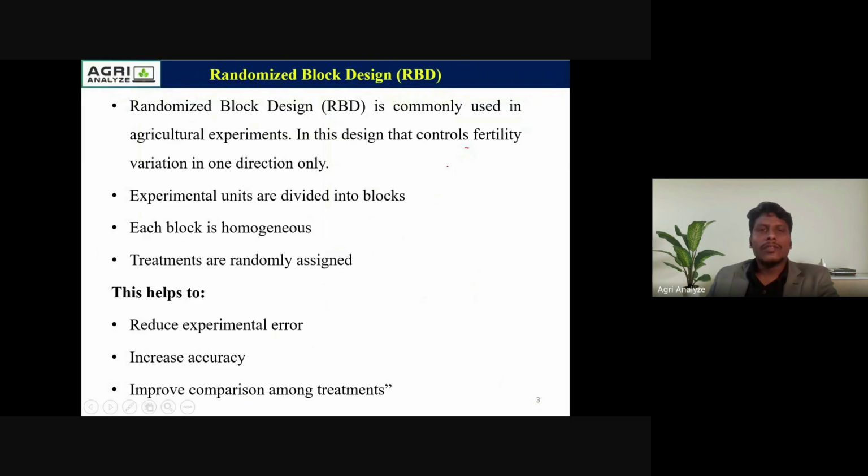Coming to the next slide, this is the RBD, also called the randomized block design. It is one of the most important designs generally used in agricultural experiments, particularly in vegetable breeding and plant breeding. This design controls fertility variation in one direction only. The experimental units are divided into blocks, each block is homogeneous in nature, and treatments are randomly assigned. The main objective of the randomized block design is to reduce the experimental error, increase the accuracy, and improve the comparison among the treatments.